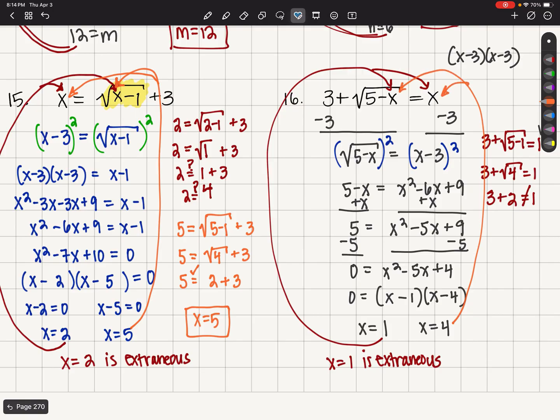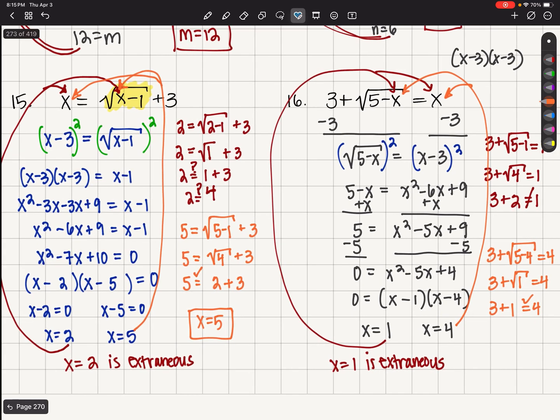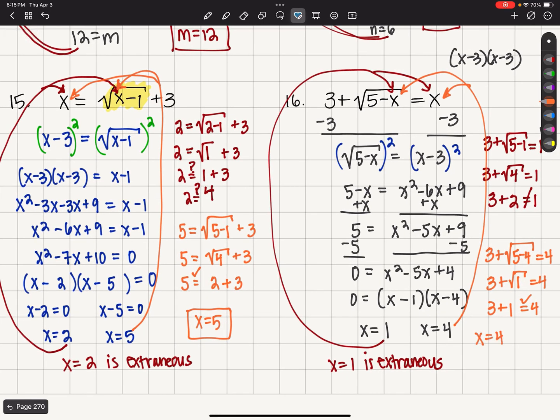Now we're going to try 4. And we're going to put 3 plus the square root of 5 minus 4 equals 4. So 3 plus the square root of 1 equals 4. And the square root of 1 is 1. And 3 plus 1 is indeed 4. So x equals 4 is our only solution.